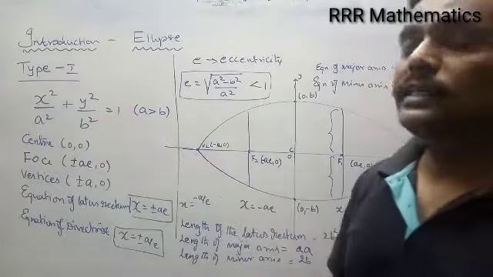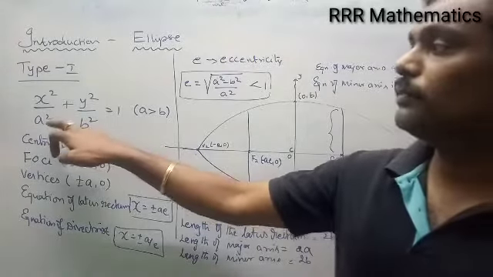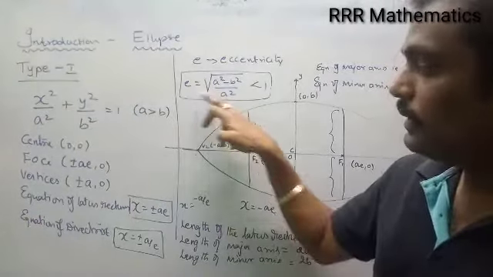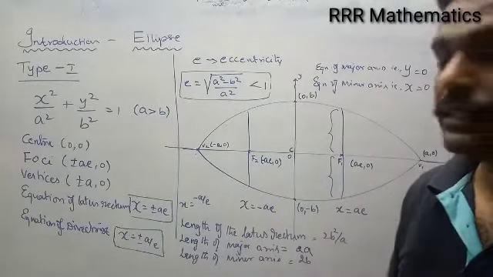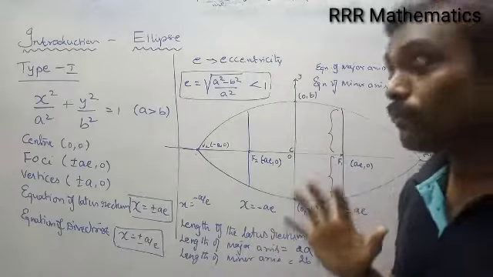But they will give the equation of the ellipse. According to the equation of the ellipse, you want to find out the values of a square and b square. Afterwards, e, ae, a by e. Then according to that, you can find the required points. Is it clear? This is type 1.